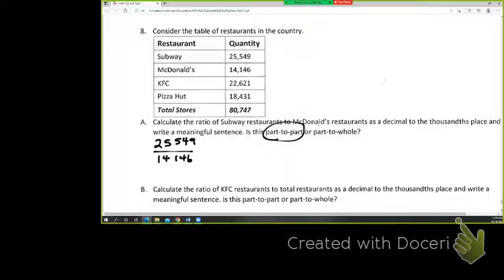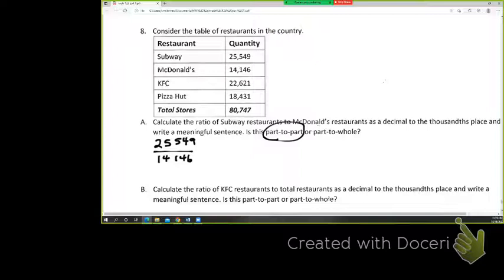I'm sorry, Carol. It says here, calculate the ratio of Subway. So when you hear Subway, that doesn't necessarily mean it should be like the percent of. It's just that you want to keep it in the order that it's given, Subway to McDonald's. I can see where that could be misleading.